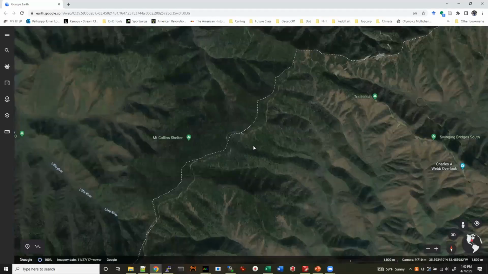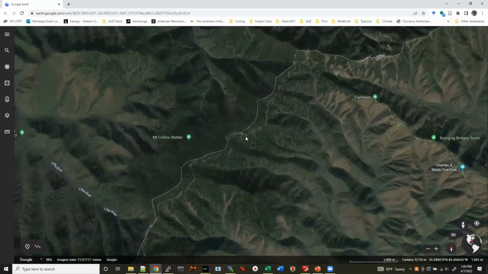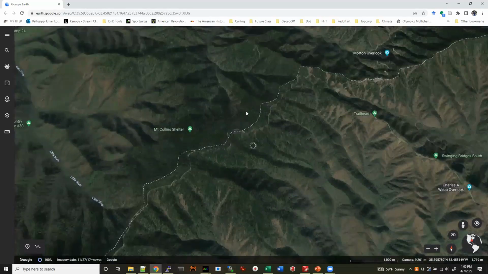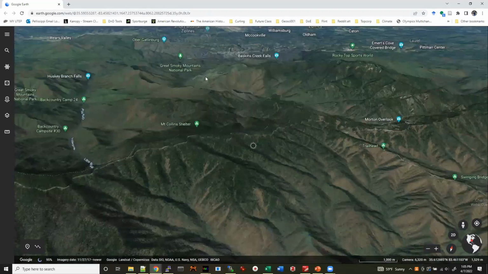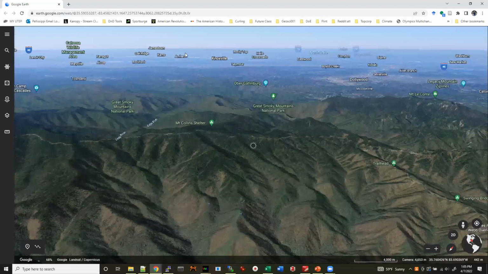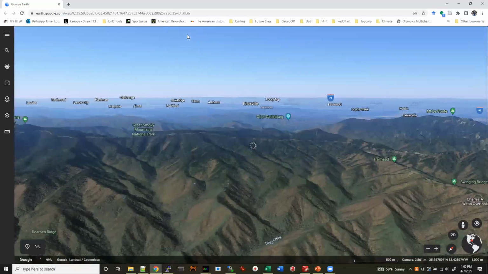So here we are in Google Earth above the Great Smokies. And if we tilt this landscape and we look at the shape that those valleys take, any valley that you pick is going to be V-shaped.